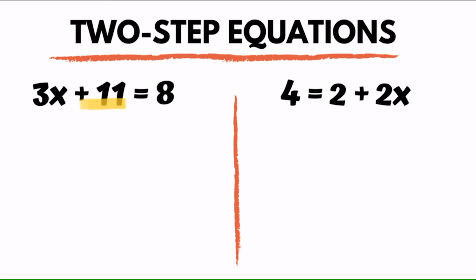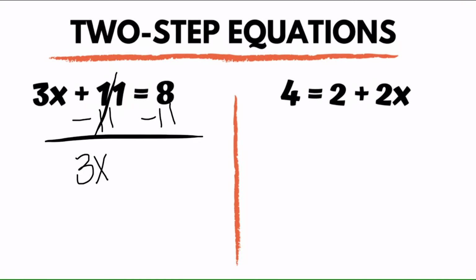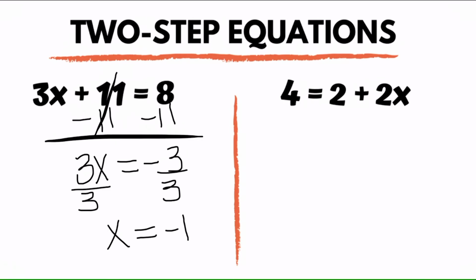I need to work with 11, I need to work with 3, but I'm going to start with the 11 first. And in order to get 11 out of the way, I have to use the inverse of addition and subtract 11 from both sides. Whenever I do that, 11 minus 11 is 0, so I can bring down the 3x. And then 8 minus 11 is negative 3. Then I can use the inverse of multiplication and divide both sides by 3, so x equals negative 1.